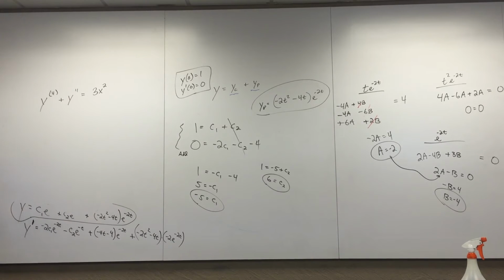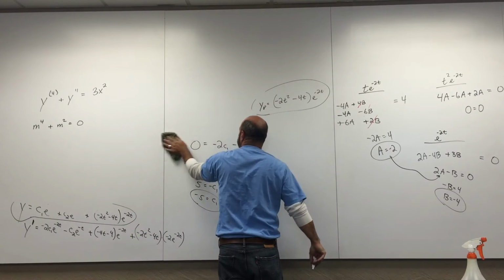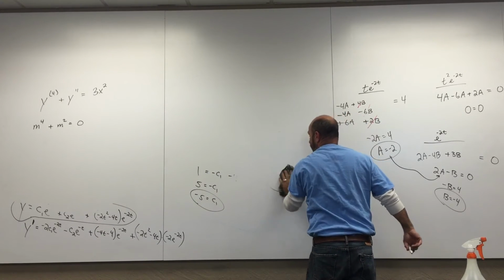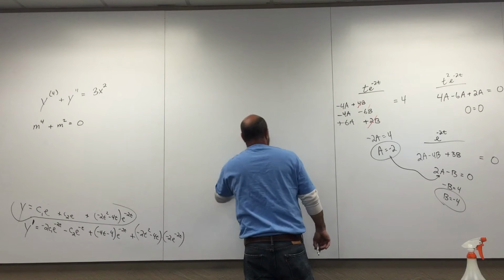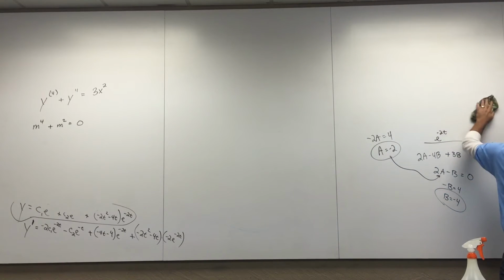All right, I want to find the yc. I find the yc by pretending it's homogeneous. I pretend now it is a power, m to the 4th plus m squared equals 0. And I'm factoring. Try to find those roots. We have 2 zeros, okay, good, and something else. Square root of negative 1. We have i's, perhaps.